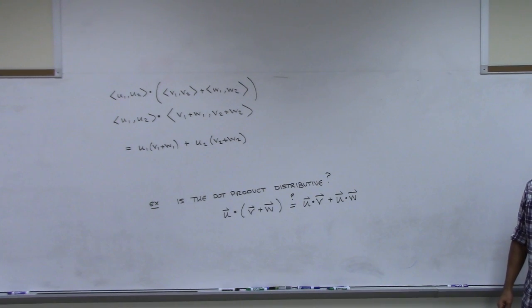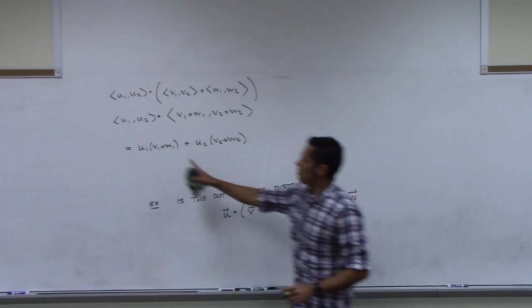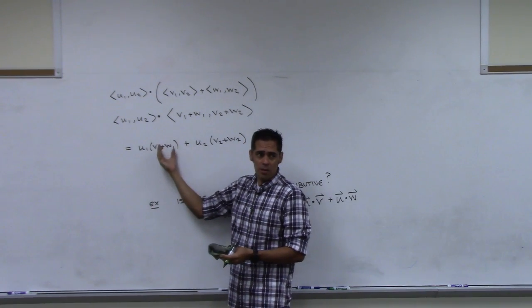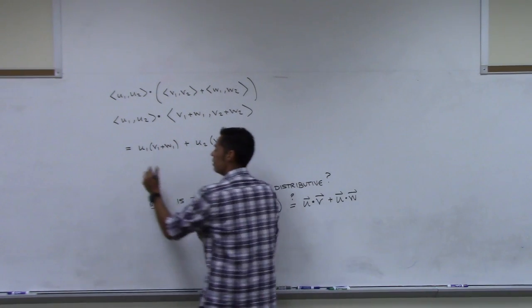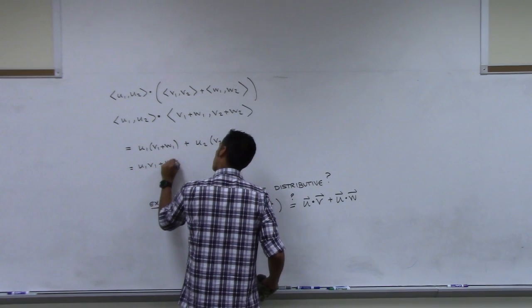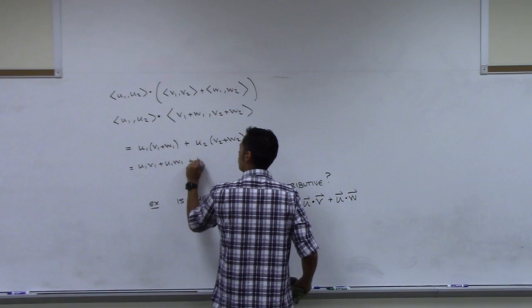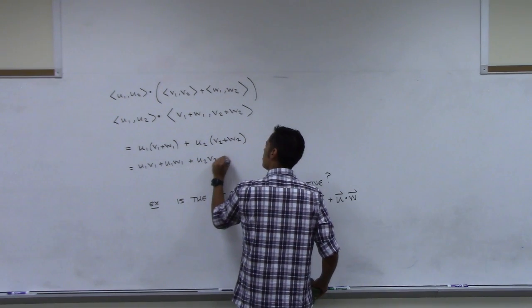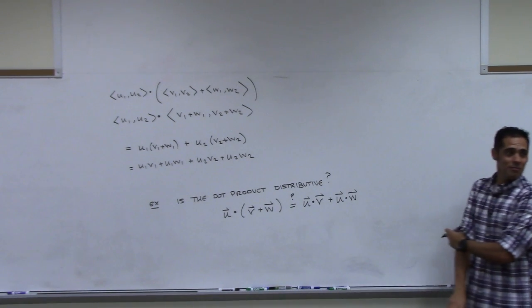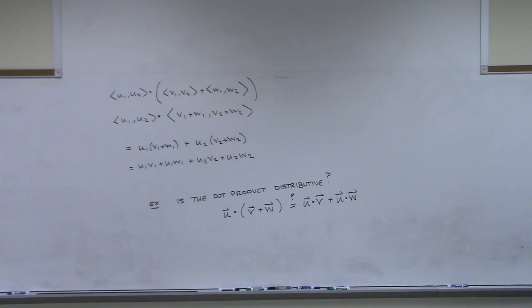With me? Now distribute these. Now I can distribute these because this is multiplication. These are just numbers. I'm just going to multiply it through. So this is U1 V1 plus U1 W1 plus U2 V2 plus U2 W2. I know this is starting to look like a bunch of craziness up here, but y'all with me on that?